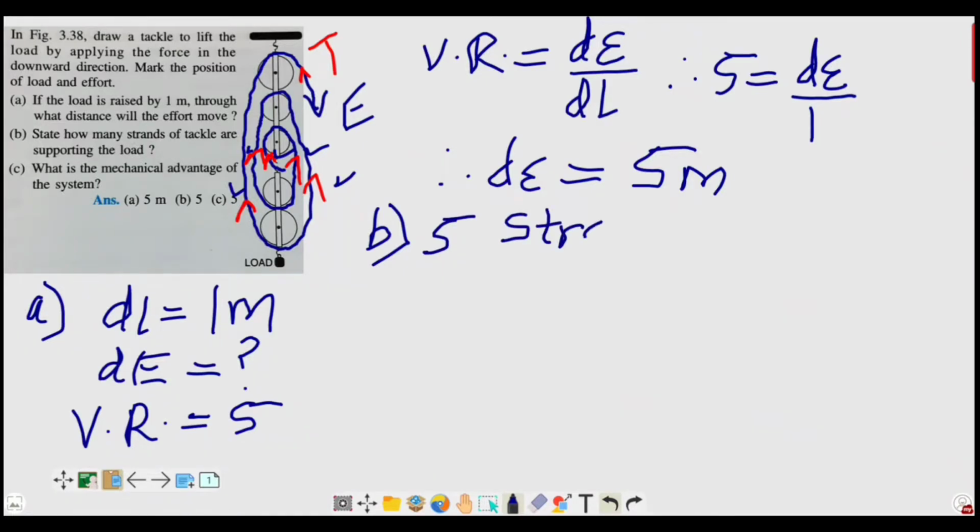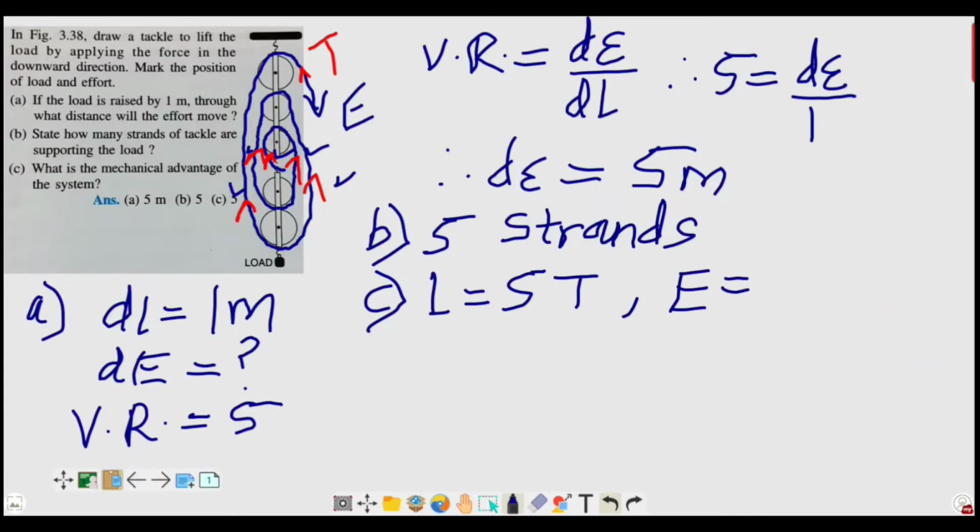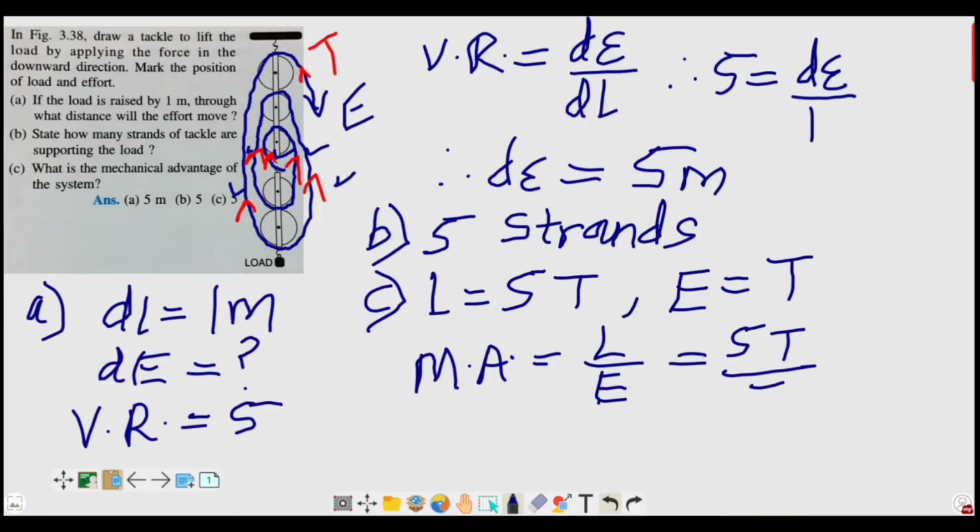After that, what is asked? Calculate the mechanical advantage. What is the mechanical advantage of the system? Now, load is supported by 5 strands, so it will be 5T. But effort, as earlier I explained, is always 1T only. And you know, mechanical advantage is load upon effort. So it will be 5T upon T. When you cancel out, your mechanical advantage is also 5.